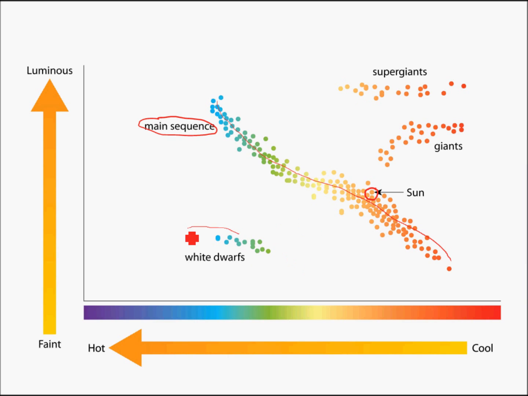We've got some stars down here which are called white dwarfs. These are very hot, but they're actually quite faint. The reason for this is because they're very small stars. They're very, very hot, but because they're small, they don't have a very large surface area, so they give out a small amount of light per second. And then up here we've got supergiants, really massive, huge stars, but they're not quite as hot. They're quite cool, but because they've got such a large surface area, they're giving out huge amounts of energy per second.